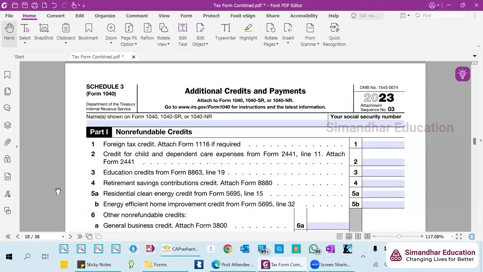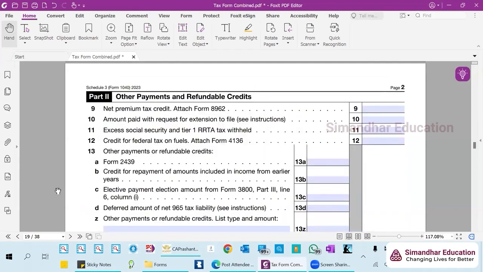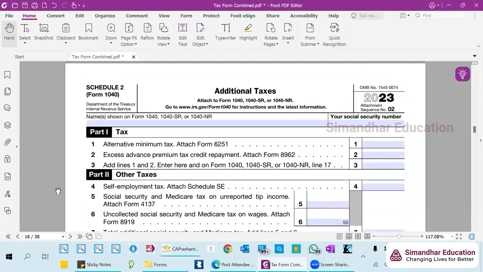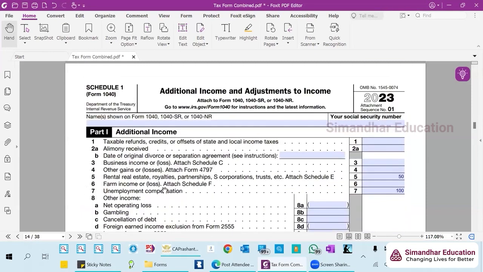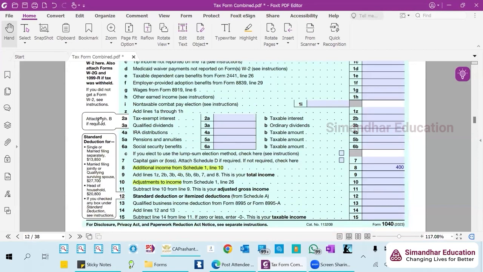Now then schedule B, interest and dividend. You see this interest, you see this dividend here, you see attached schedule B. So these are coming from my schedule B.